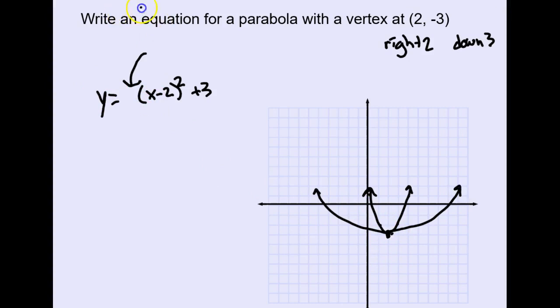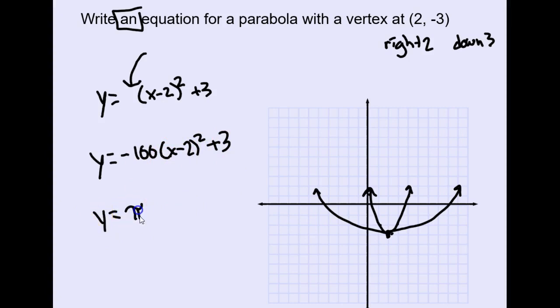So that's why they say write an equation. It's not the only equation that it could be. It's just some old equation. So if you wrote this, this would be perfectly fine. That would be an equation of a parabola that has a vertex at 2, -3. Or you could write y equals pi times (x minus 2) squared plus 3. Any number in front here is good because we don't really know how steep it is.